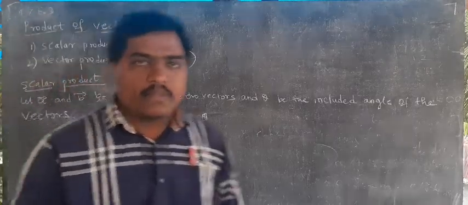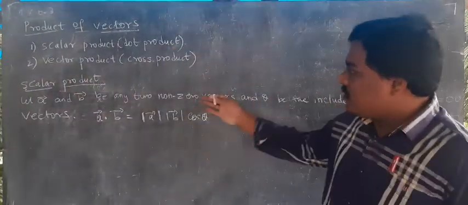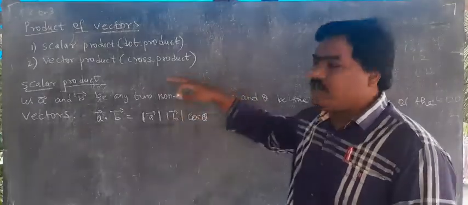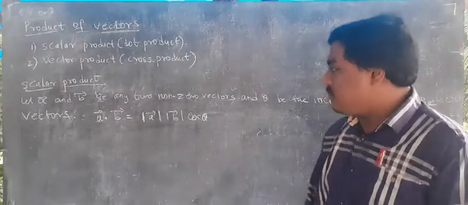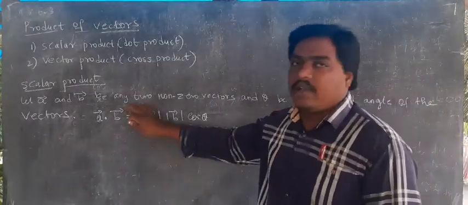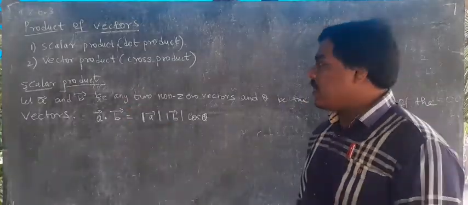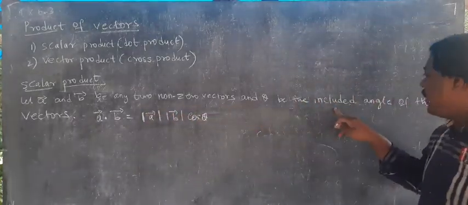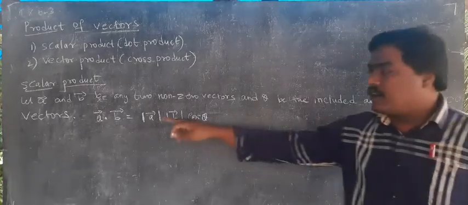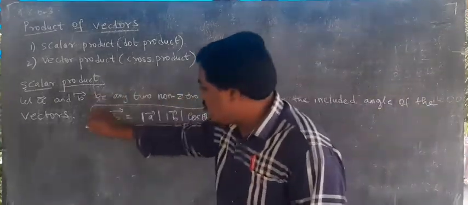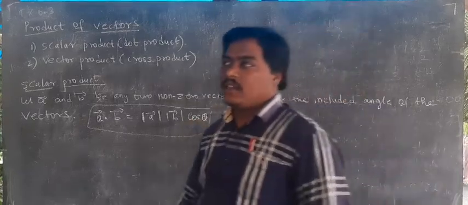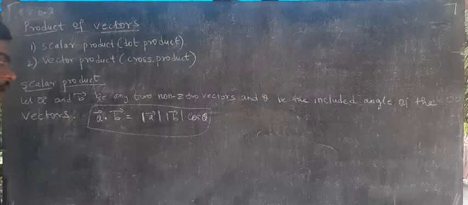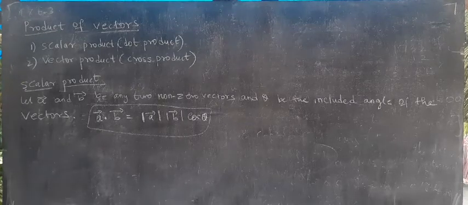When we see problems where we need these properties, at that time I will explain the properties and definitions. The main concept is this: the definition of the scalar product. A vector and B vector are two non-zero vectors, and theta is the included angle of the vectors. This is a very important definition, right? So A vector dot B vector equals modulus of A vector times modulus of B vector times cos theta.